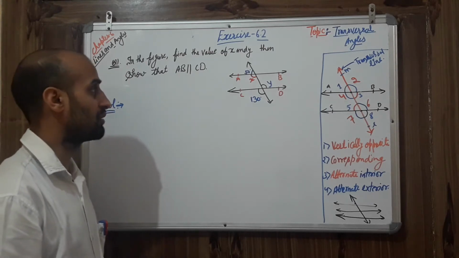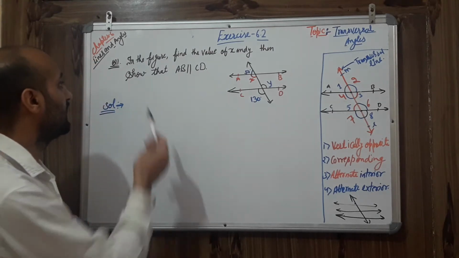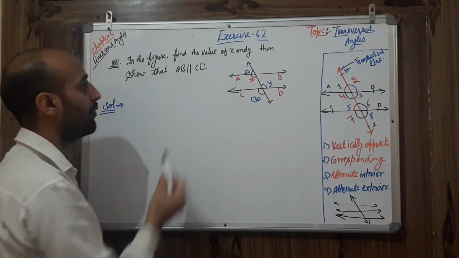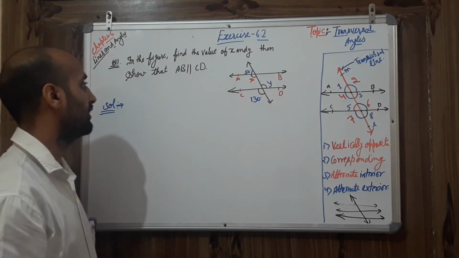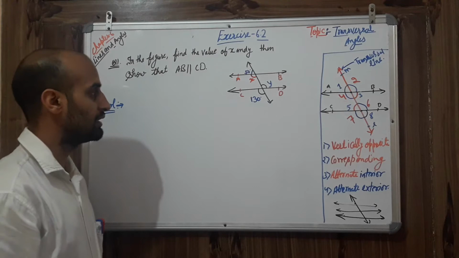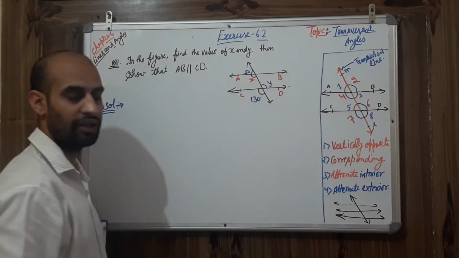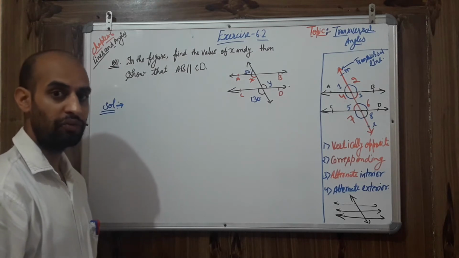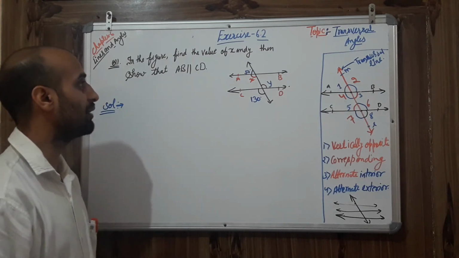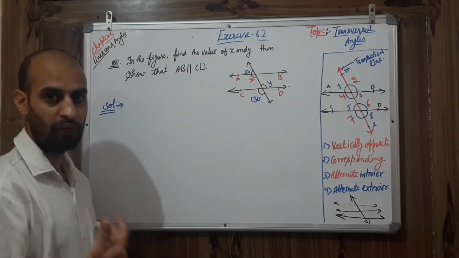So let's take your question number 1. That is, in the figure, find the value of x and y. Then show that AB is parallel to CD. Our task is to prove that this first line is parallel to second one. And how we can prove? For that we need to prove first what is the value of x and what is the value of y.